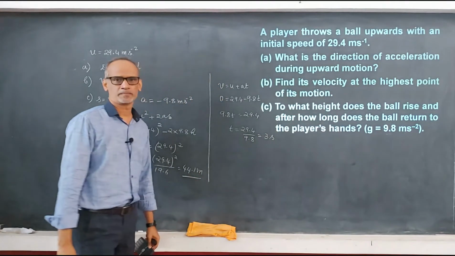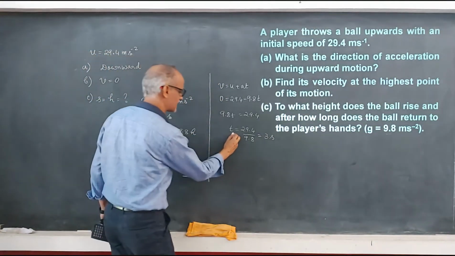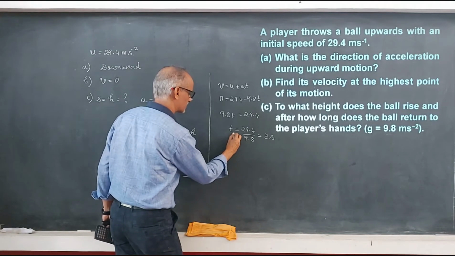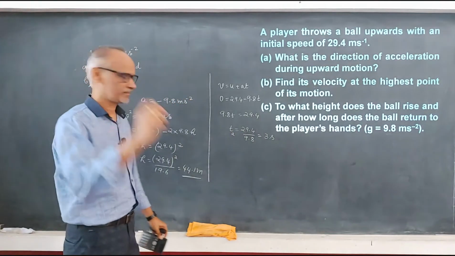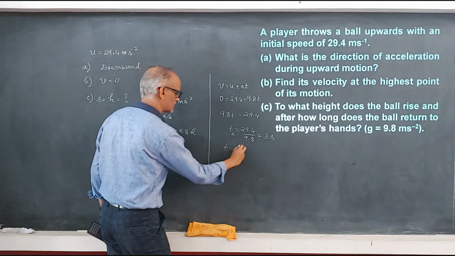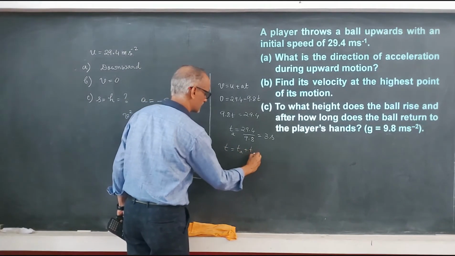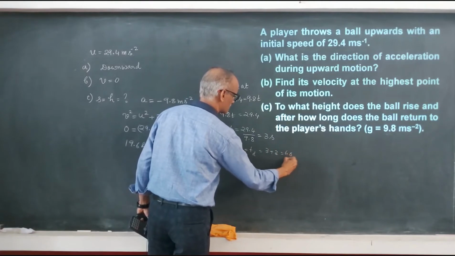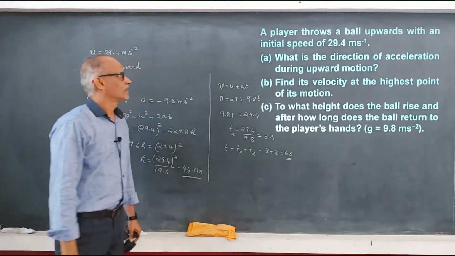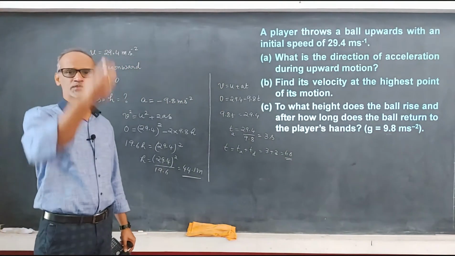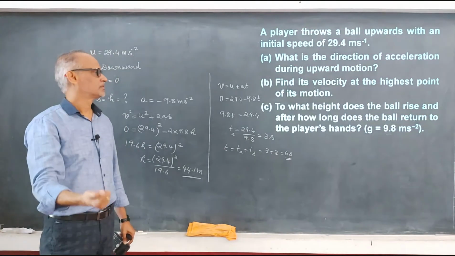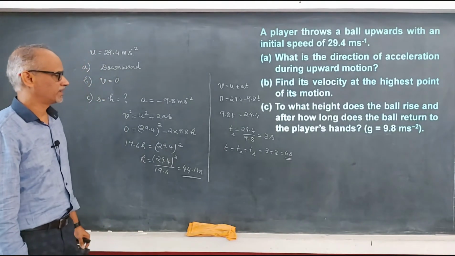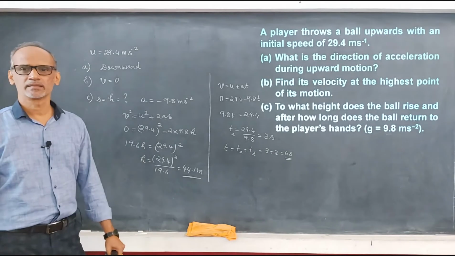But this is the time of ascent, correct, going up, ascending. So we wanted the total time, that is time of ascent plus time of descent, and both are equal. So that is why it is 3 plus 3, which is 6 seconds. Therefore, the ball which is thrown upward will be back to the hands of the player after 6 seconds.